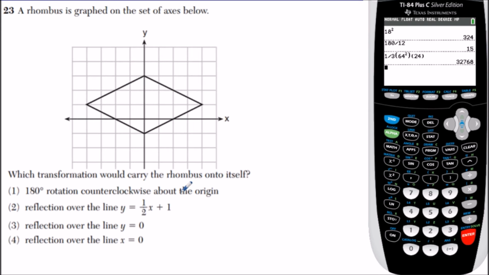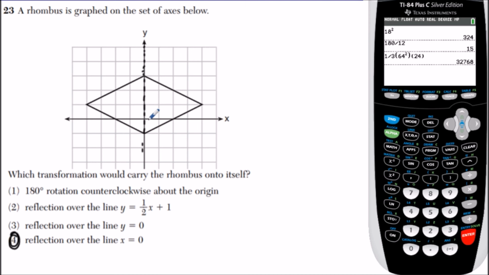Now for 23, we need to go through a process of elimination here. If you just know, oh, this rhombus has a line of symmetry at the y-axis, and you recognize that as the equation x equals 0, then awesome. Then this is your answer and you are done. But it's good practice to rule out the other answer choices, like why is answer choice 1 no good?